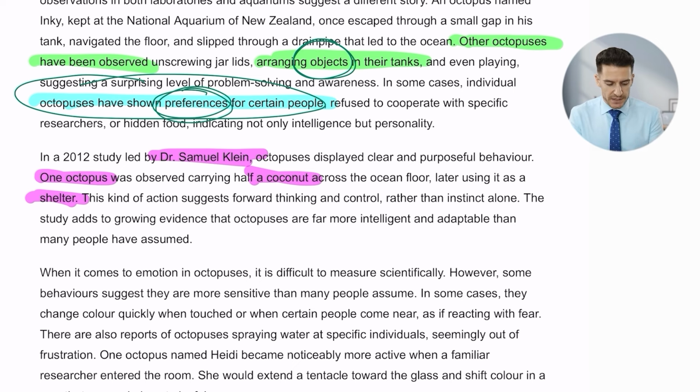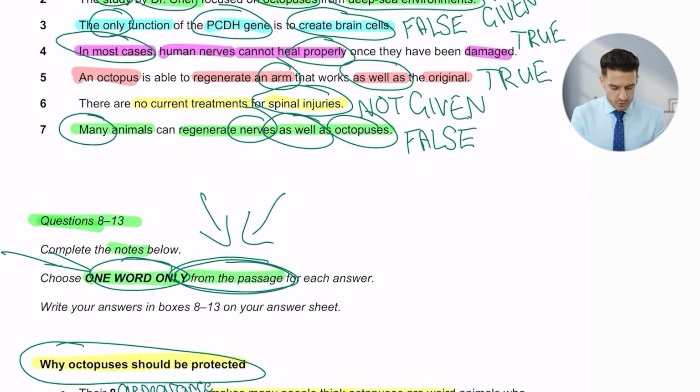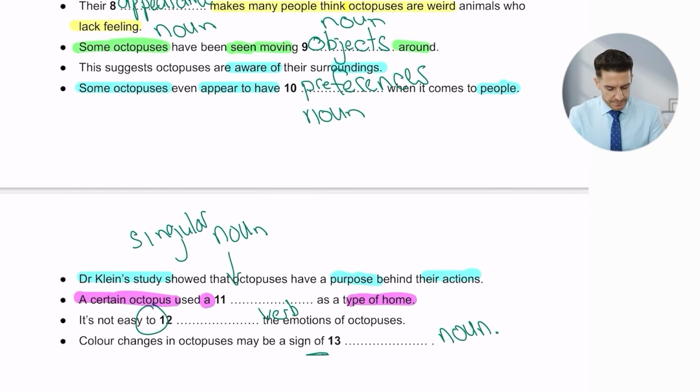So if we look here, what is the singular noun? Correct. It is coconut. Now you might be thinking about the word half, but half, that wouldn't make sense. You need to have the actual thing that the octopus used. So let's go back down and just always double check. So it's, number 11, a certain octopus used a, so we can put coconut in there, as a type of home. It makes sense, it fits grammatically, so let's move on to the next one.